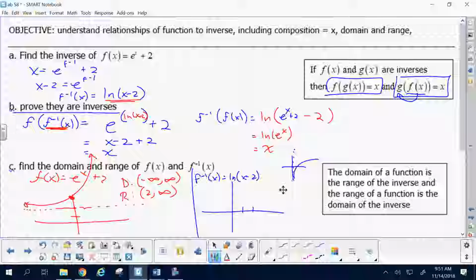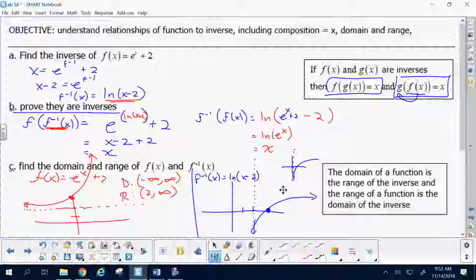Right, 2. So now instead it's going to have a vertical asymptote at 2. No shock there. This had a horizontal asymptote at y equals 2. The inverse will have a vertical asymptote at x equals 2. This has a y-intercept at (0, 3). The inverse will have an x-intercept at (3, 0).